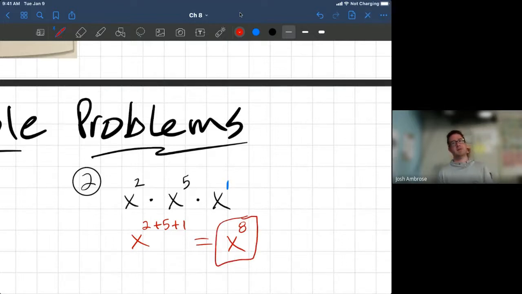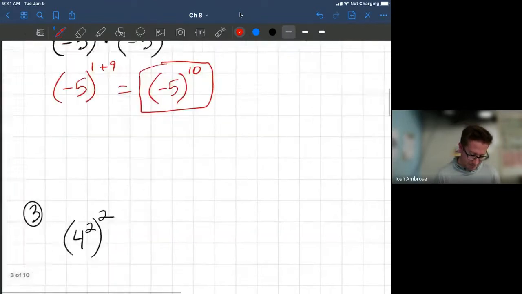2 plus 5 plus 1. That's example problem number 2. All right, let's do this one.